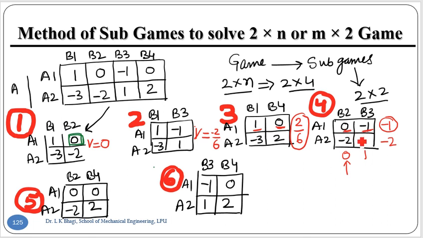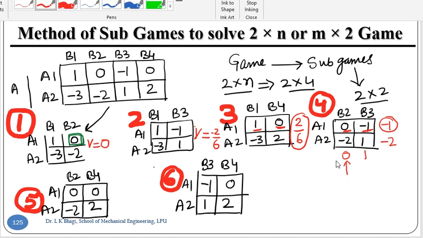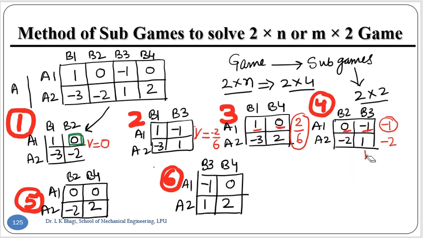So we are going to use the arithmetic method to solve this game. In the arithmetic method, we write over here 0 minus minus 1, which is 1. We write 1 minus minus 2, which is 3. And for the column player, 0 minus minus 2 we write over here, and here 1 minus minus 2. Now you see, the sum 3 plus 1 is equal to 4, and 2 plus 2 is equal to 4. That means we are going in the right direction.